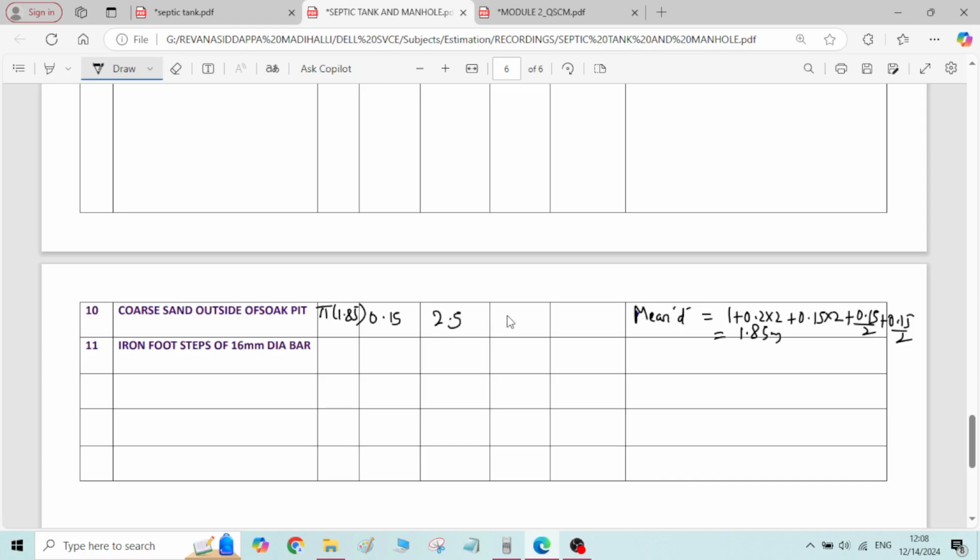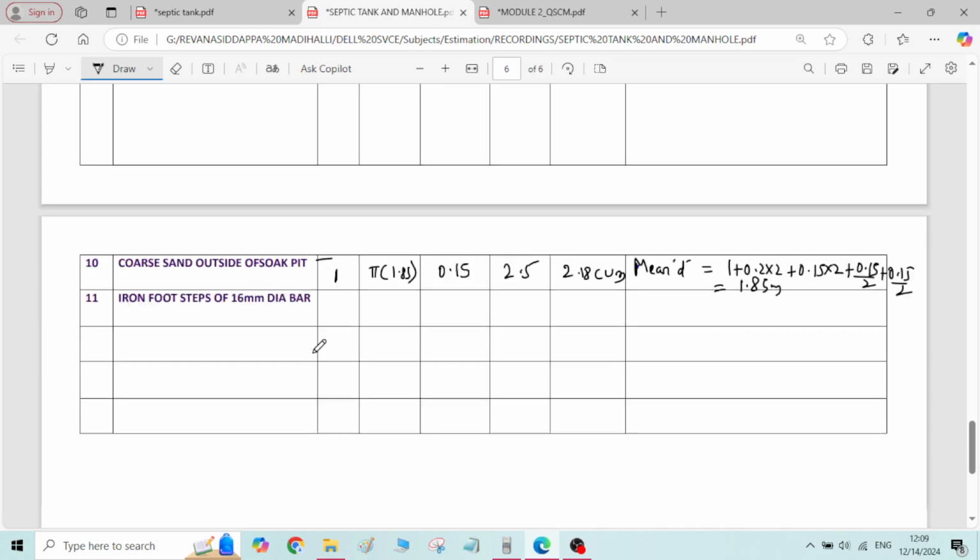Okay, I forgot to write the number here. Actually the number is 1. So pi into d, pi into 1.85, thickness is 0.15 and height is 2.5 meter. Total quantity you will get as 2.18 cubic meter. Okay, this completes the calculation of core sand outside the soak pit.